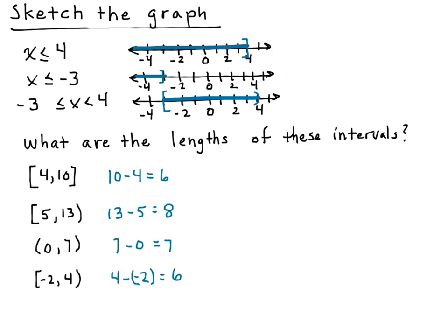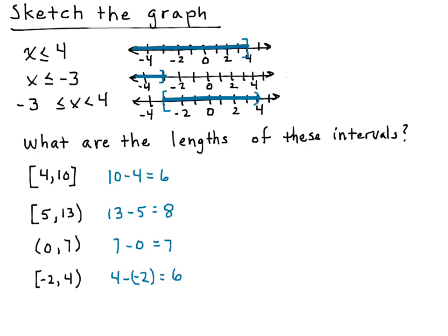So if we look in the first case, pretty straightforward. 10 minus 4 is 6. Second case, 13 minus 5 is 8. Third case, 7 minus 0 is 7. So if we were to graph those and measure along our axes, that's how long they would be. Notice there's no difference between the square bracket and the parentheses. So when we talk about interval lengths, it really doesn't matter if that last point is included, because we can measure as close to that point as we want, and ultimately that's its limiting value, where you go up to that number, just not including it.